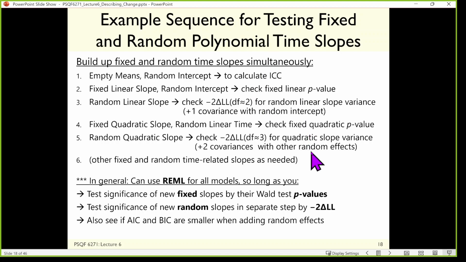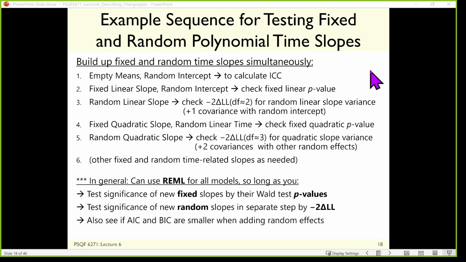Now this sequence is one option. Another one that I have done in practice would be to go from empty means to fixed quadratic random intercept. Like if I know something's going to be bendy, I might put in fixed linear and fixed quadratic first. That way I can more easily check how much variance those fixed effects explained, and then I might add the corresponding random slopes. So this is not like a hard and fast rule, it's just like one possible strategy.